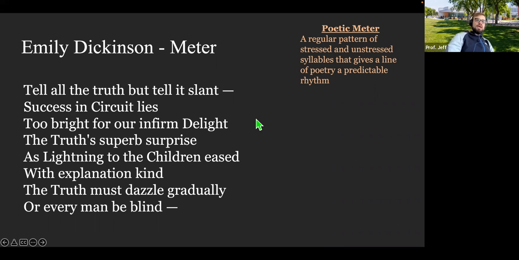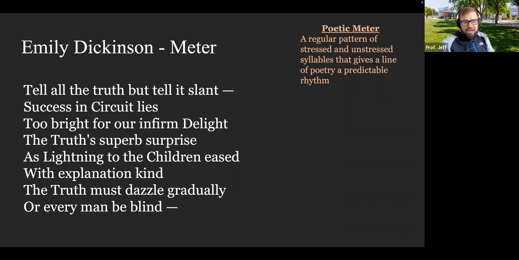So here's the poem. "Tell all the truth, but tell it slant. Success in circuit lies too bright for our infirm delight. The truth's superb surprise is lightning to the children eased with explanation kind. The truth must dazzle gradually, or every man be blind."